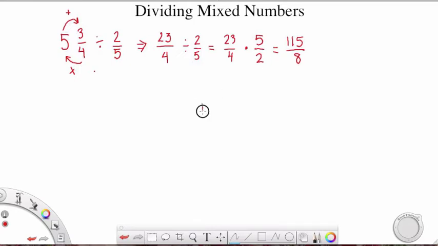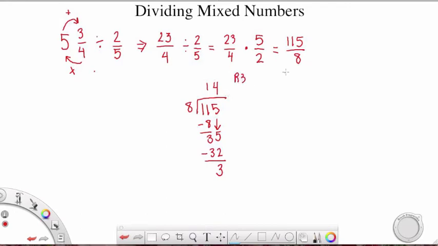So we take 115, because we know 115 eighths is really 115 divided by 8. 8 goes into 11 once. 1 times 8 is 8. We subtract, we get 3. We bring down our 5. 8 goes into 35 4 times. 4 times 8 is 32. And then we get a remainder of 3.